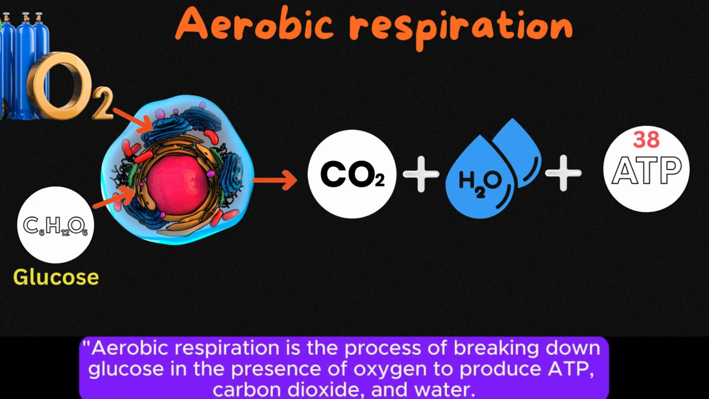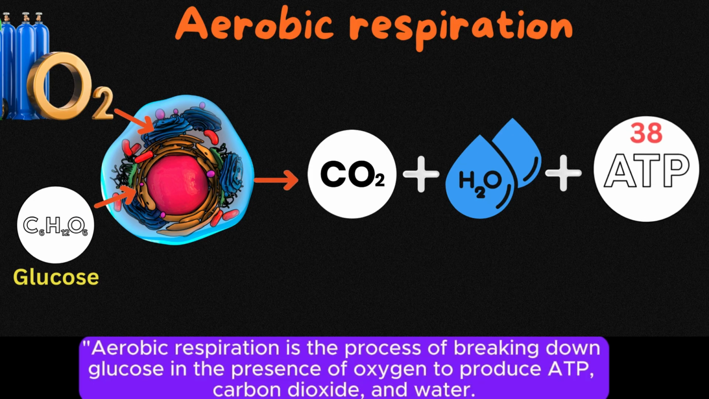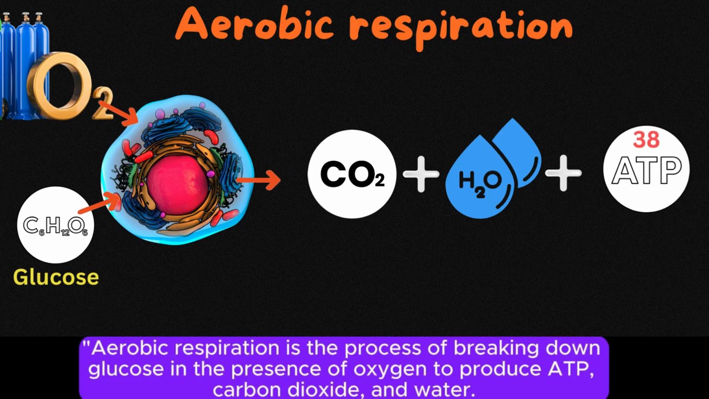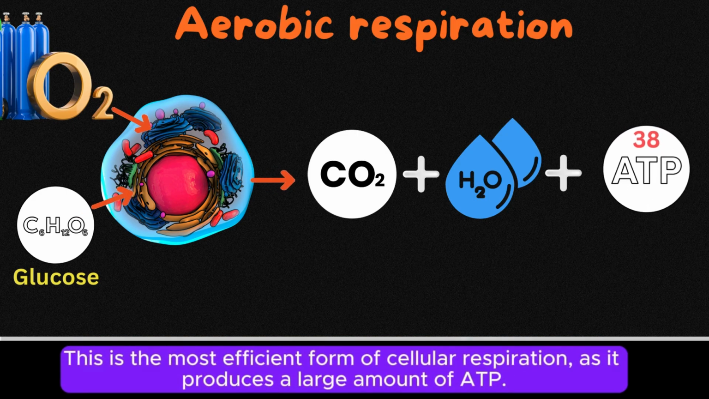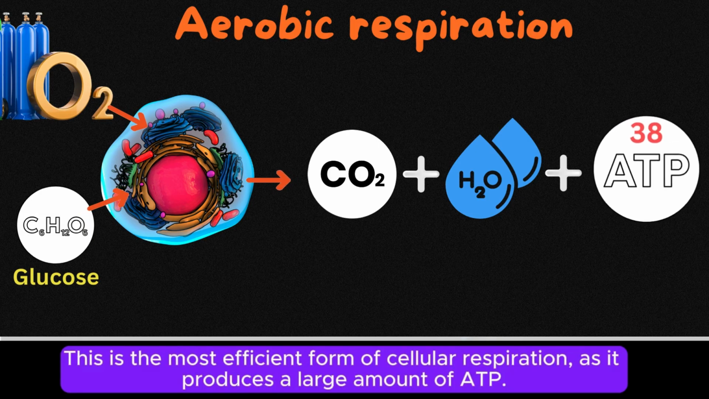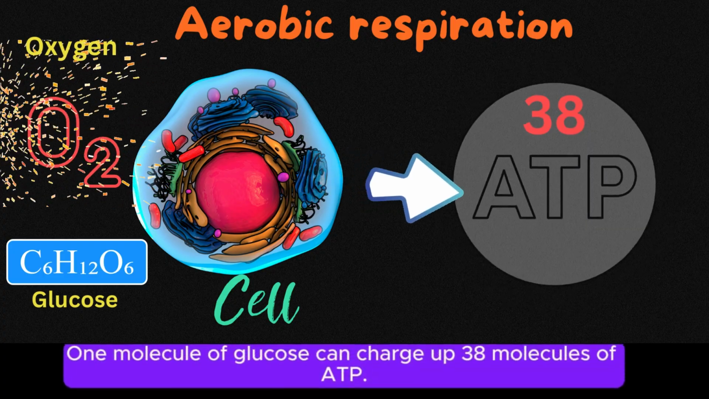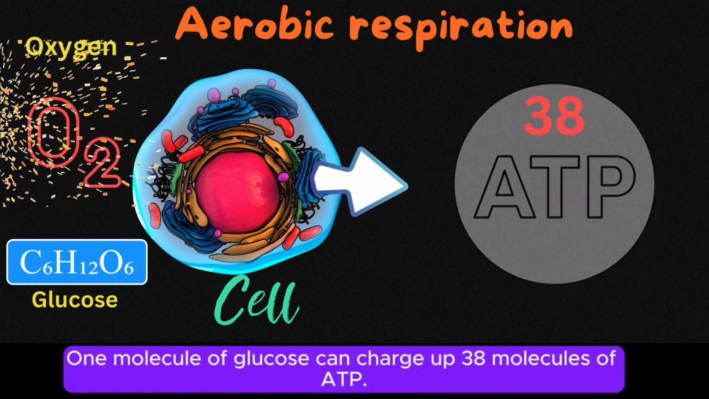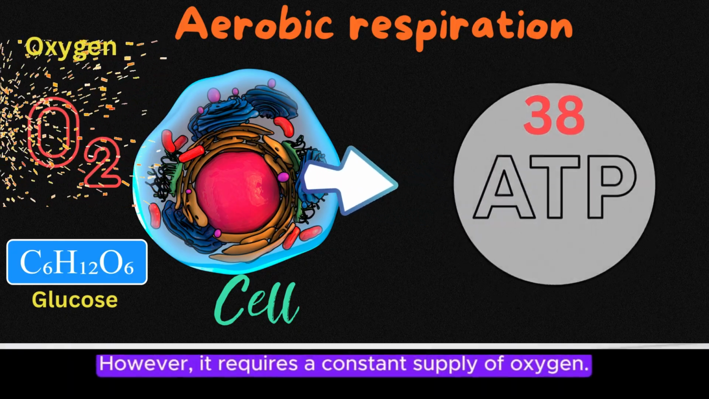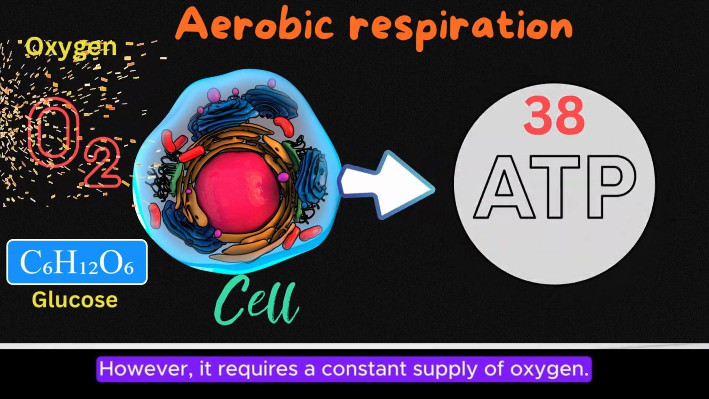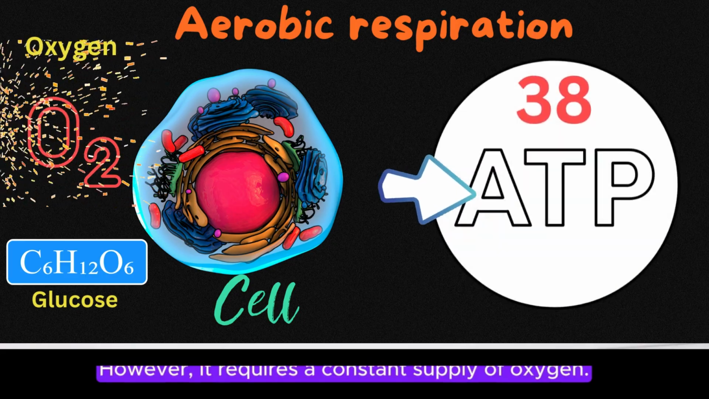Aerobic respiration is the process of breaking down glucose in the presence of oxygen to produce ATP, carbon dioxide, and water. This is the most efficient form of cellular respiration, as it produces a large amount of ATP. One molecule of glucose can charge up 38 molecules of ATP. However, it requires a constant supply of oxygen.